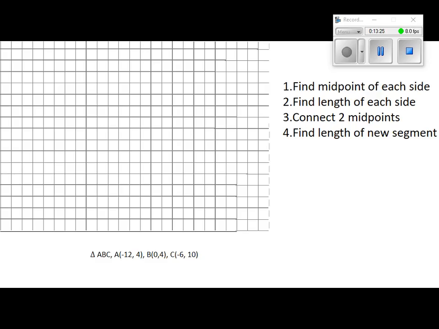Anybody find the midpoint of segment CB? What did you get? Negative 3, 7. Are we in agreement there? Yeah. So if I graph that, negative 3, I'm hoping you guys aren't wrong. 1, 2, 3, 1, 2, 3, 4, 5, 6, 7. Call it Z.